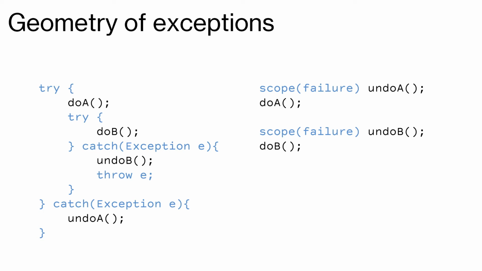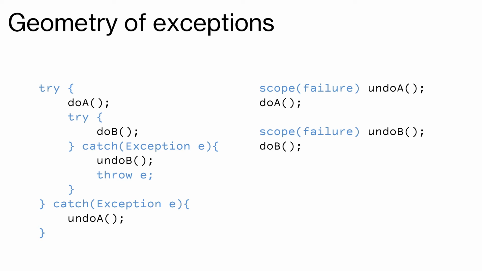Look at the geometry of the code. The left one, of course, has an extra indentation. The A's and the B's are separated by different amounts. The A's are far apart from each other. Do A and undo A are far apart. Do B and undo B are close together. They're also at different levels of nesting.